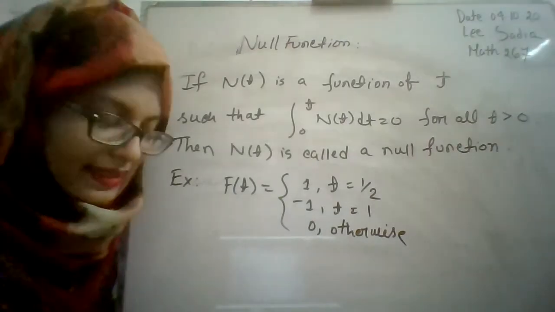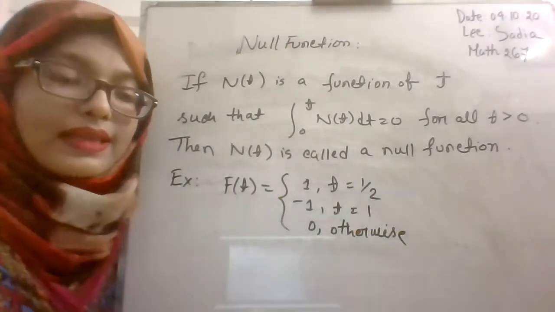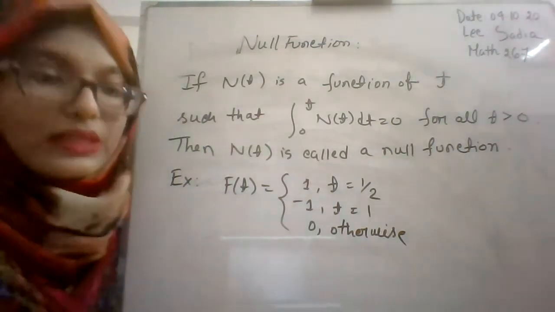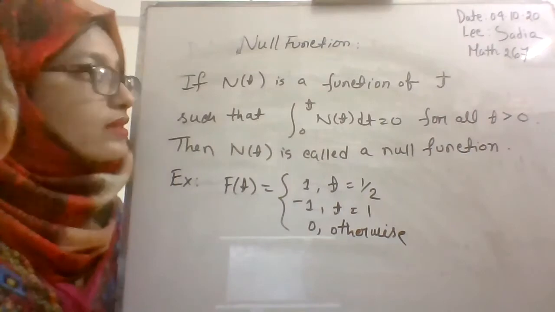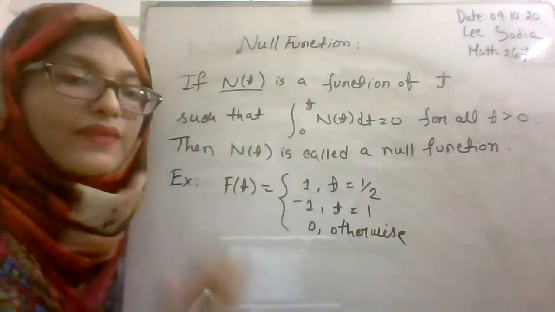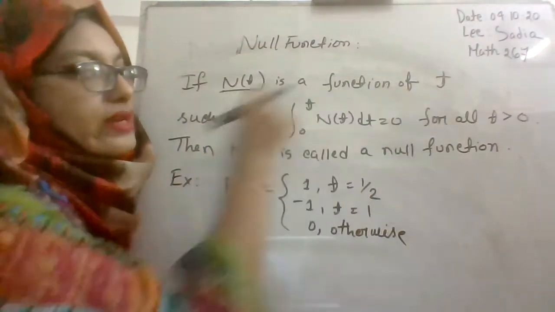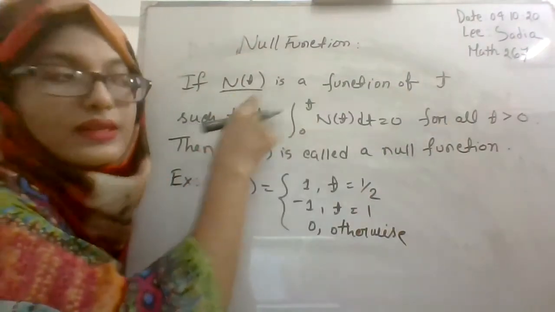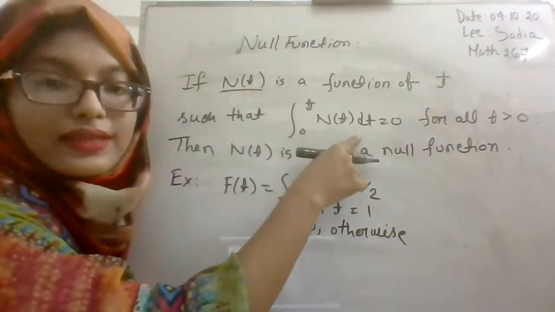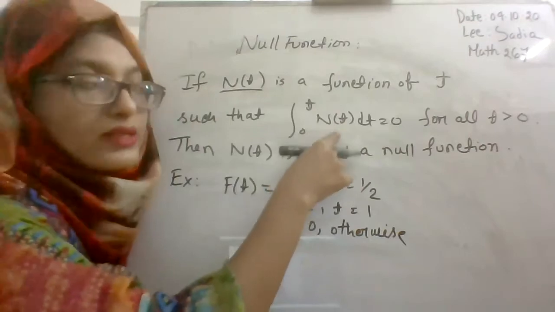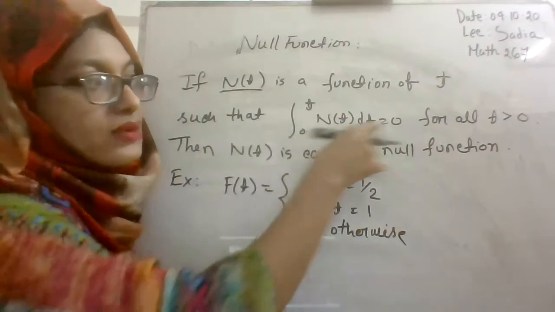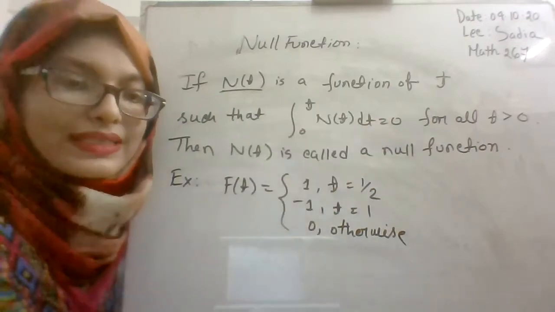What is this? This is the definition of null function, and the Laplace transformation of null function is always zero. So at first we learned what is the definition of null function. We are considering a function n of t, which is a function of a variable t. And if this function satisfies this condition, that means the integration of that function with respect to t from the interval 0 to t is equal to 0 for all values of t greater than 0.